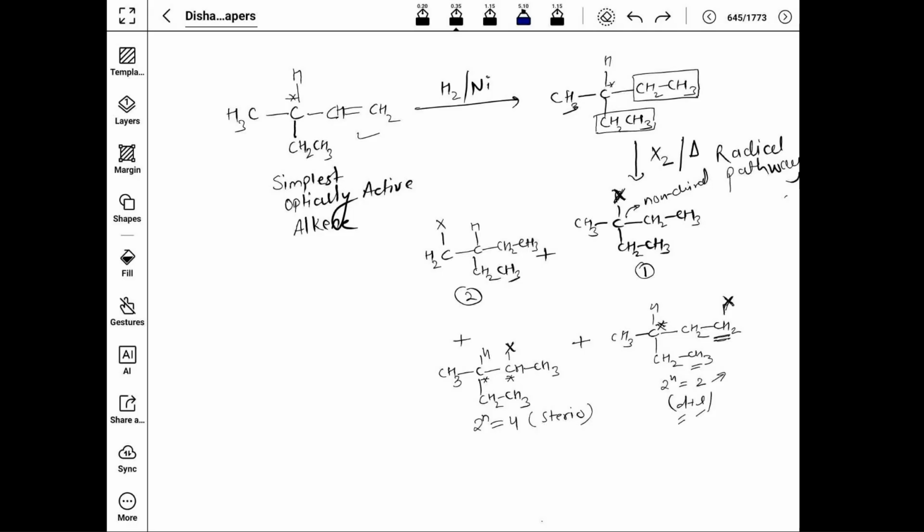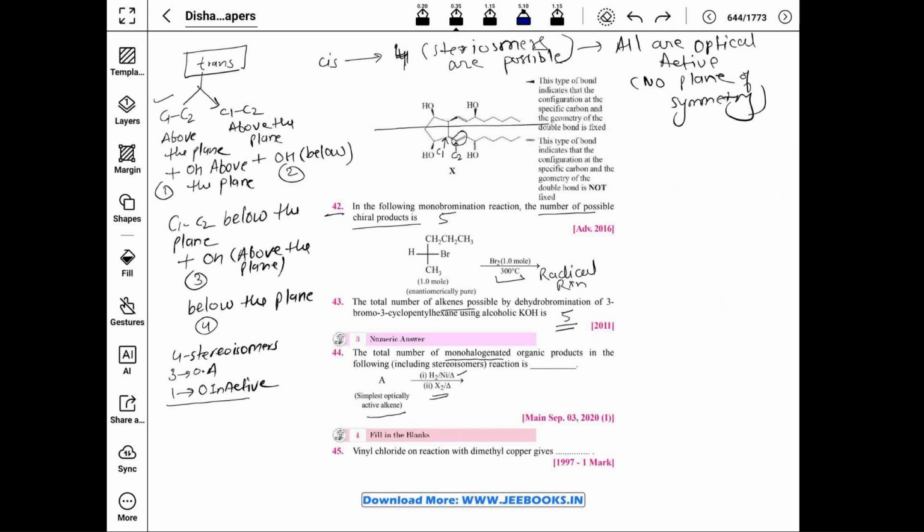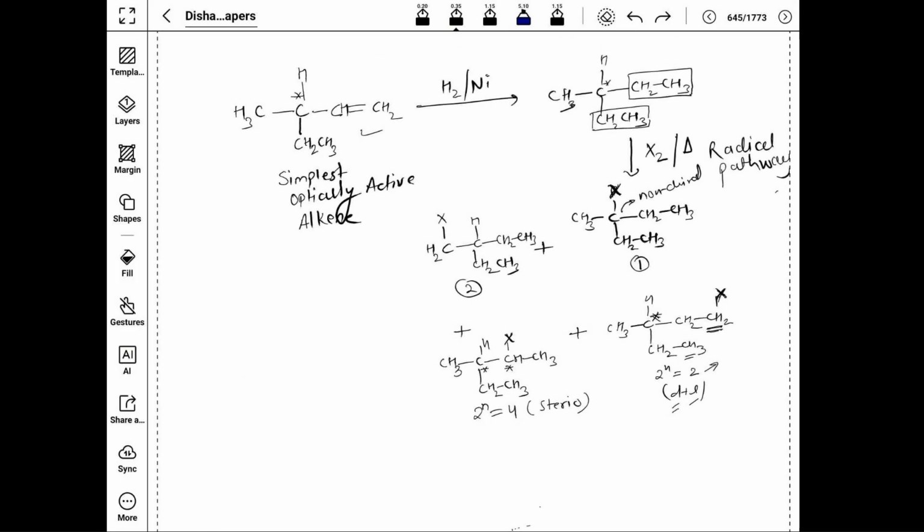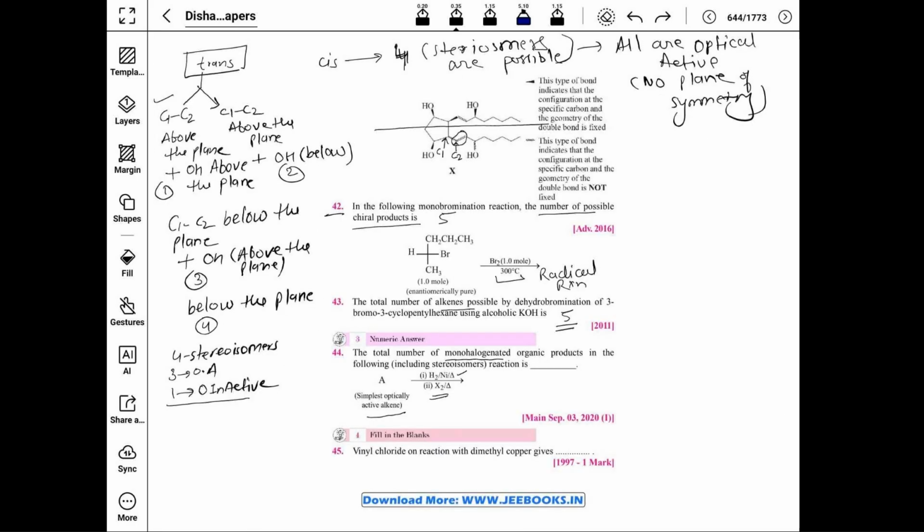So how many total? What was the question? The question was monohalogenated organic products, including stereoisomers. We have to include the stereoisomers. So how many are there now? So 4 from this because it has 2 chiral centers, 2 from this, 6. 1 is from this because it doesn't have any chiral center. So 1 from this and 1 from this. So 4 to 6, 7, 8. So the answer is 8.